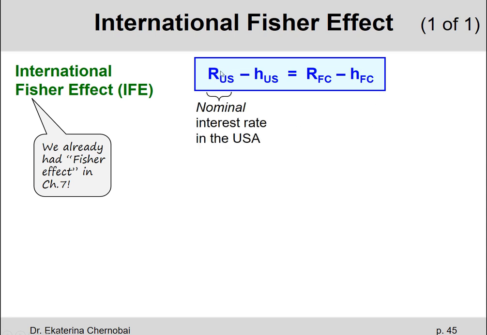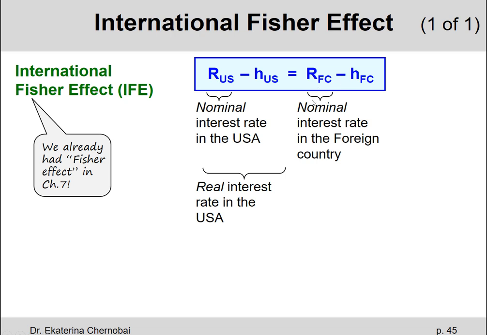The risk-free rate in the USA is also something that we call the nominal risk-free rate in the United States. And when we subtract the inflation rate, we get the so-called real interest rate in the USA. Same for the foreign country. The capital R subscript FC, that's the nominal risk-free rate in the foreign country. And when we subtract the foreign inflation rate from it, we get the real risk-free interest rate in the foreign country.